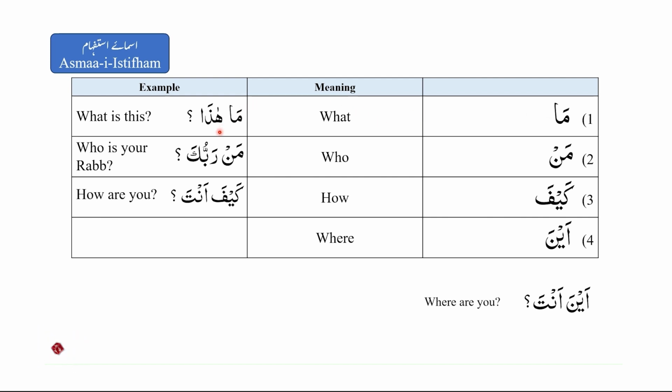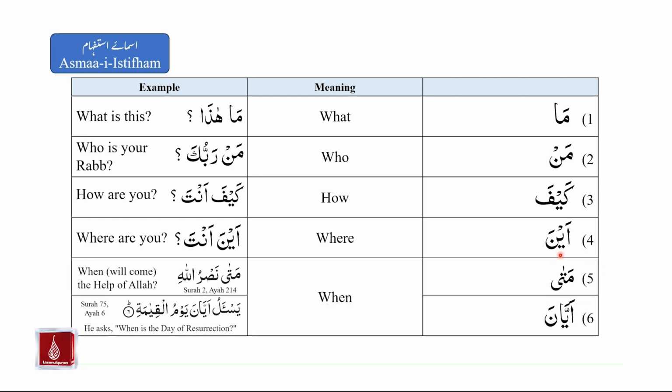Ma haza. Man means who. Man rabbuka. Kaifa means how. Kaifa anta. Aina means where. Aina anta.